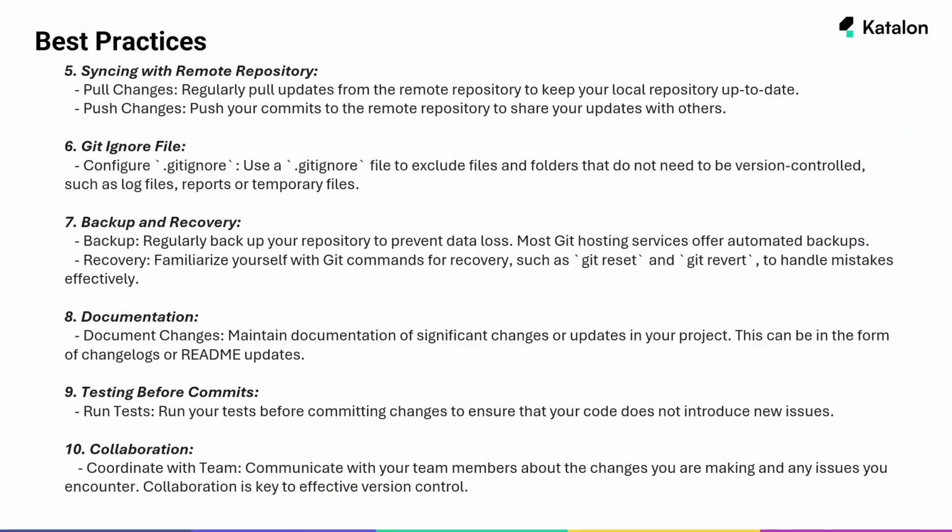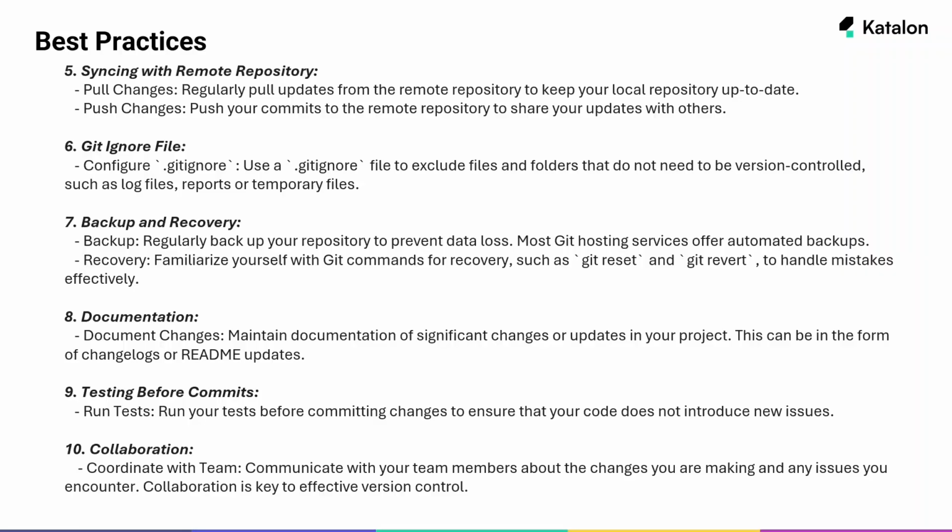And then syncing with remote repository. So you need to frequently sync your local Katalon Studio code with remote repository. How? By regularly pulling the updates from the remote repository to keep your local repository up to date. And also you need to push your commits to the remote repository to share your updates with other team members regularly. And the next one is you need to use .gitignore file.